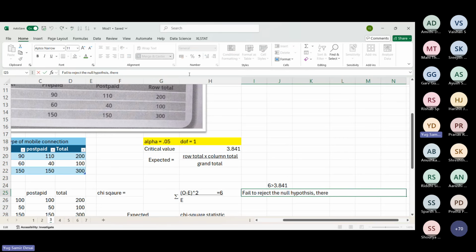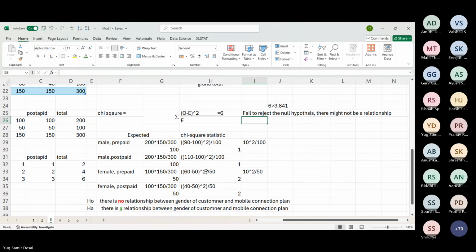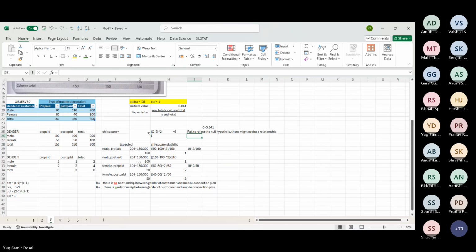Okay, so since our test statistic was greater than the critical value, sorry, there might not be a relationship between our parameters. Does anyone have a doubt so far?